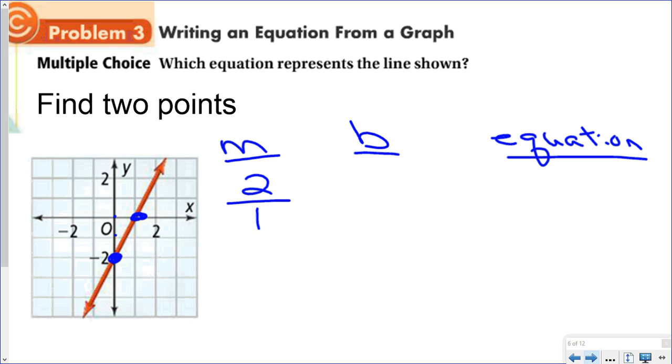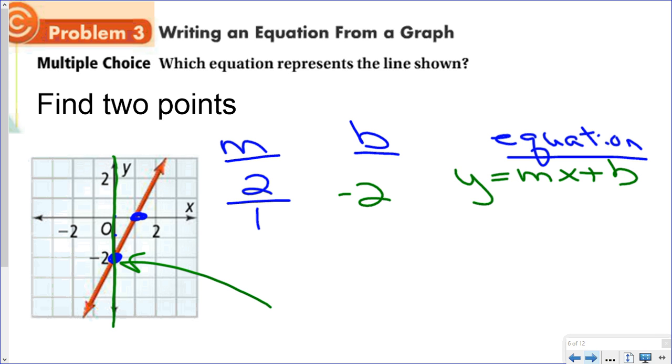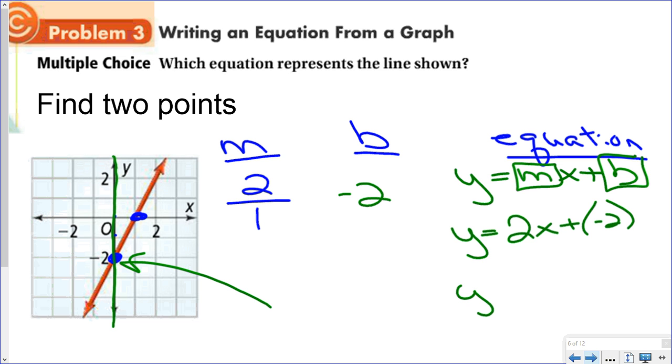Your b value is where it crosses the y-axis, or in other words, it's called the y-intercept. The y-intercept is right here because the y-axis is right there. So it's -2. So writing your final answer, the equation is y equals mx plus b, where you plug in the m and the b. Your final answer is y equals, now 2 over 1 is the same as 2x, plus a negative 2. But most students would probably prefer this: y equals 2x minus 2.